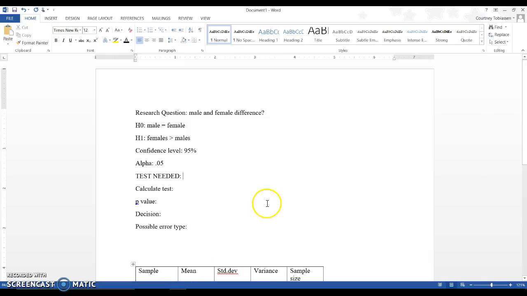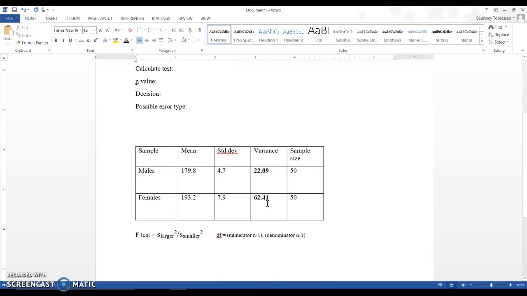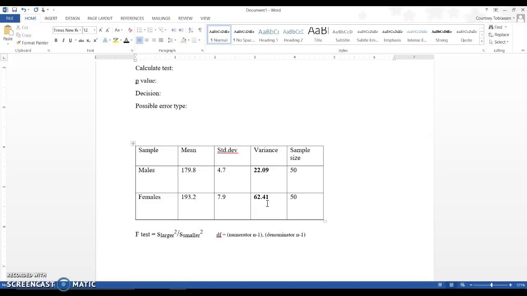So we're gonna go back up here, and I just listed out all the information that the problem gave us. Step one, it's tedious, it feels awkward, but list everything that the problem gives you. What do those numbers mean? So we have X bar for males, X bar for females, standard deviation for males and females. I squared those, so we now have variance, and we had 50 for each group.